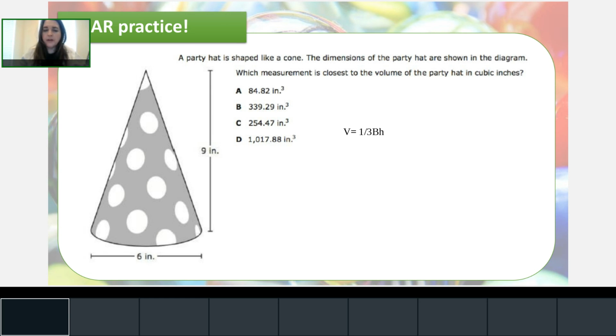Well, r, we know the radius is half the diameter of the circle. And being we know that it's half the diameter of the circle and the diameter is 6, it's got to be 3. So we're going to do 1/3 times 3.14 times 3 squared.